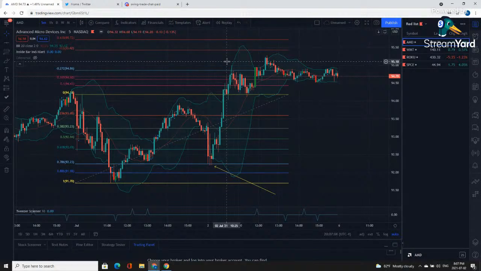Fibbo was from previous day, correct? So that's the previous day's range. Okay, so that's one of my techniques.